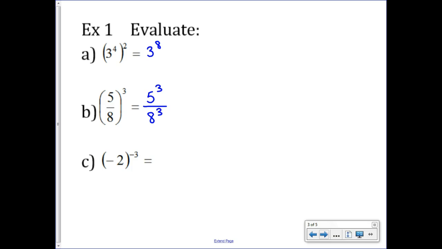And then on our last one, on part C, we have a negative 3 power. So the first thing I'm going to do is put 1 over, and then it's still a negative 2, but it's a positive 3 exponent on the bottom. So this one we could go ahead and multiply out. This is something you could do in your head. So negative 2 times negative 2 times negative 2 is a negative 8. So negative 1/8 would be the answer there.